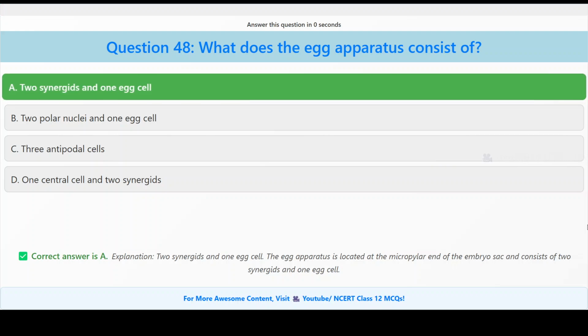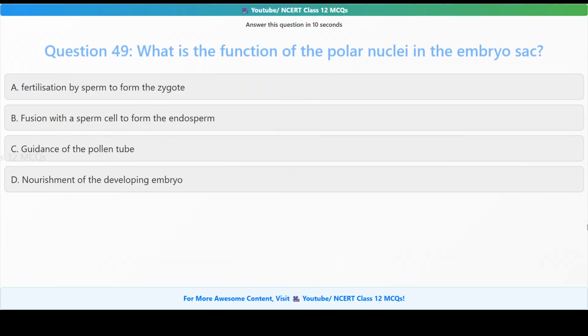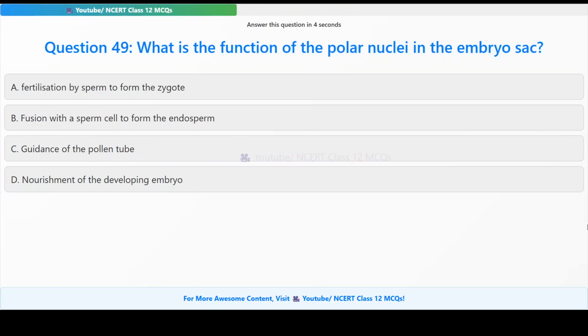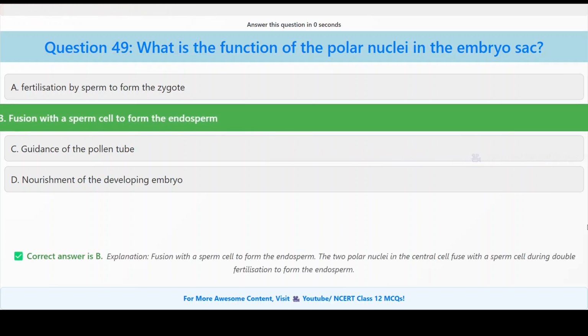2 synergids and 1 egg cell. The egg apparatus is located at the micropylar end of the embryo sac and consists of 2 synergids and 1 egg cell. Question 49. What is the function of the polar nuclei in the embryo sac? Fusion with a sperm cell to form the endosperm. The 2 polar nuclei in the central cell fuse with a sperm cell during double fertilization to form the endosperm.